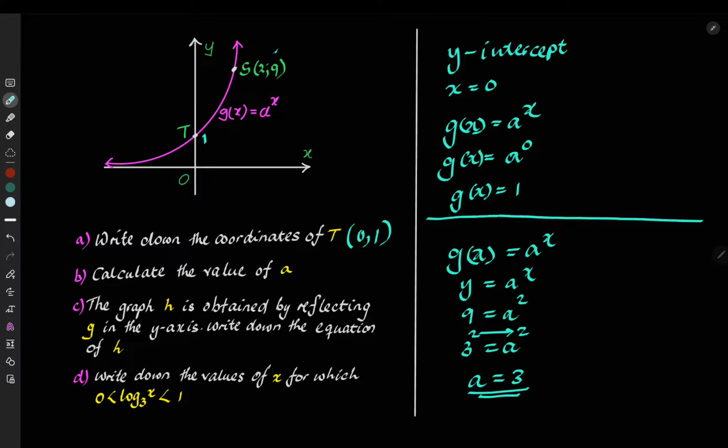Now, moving on to part C. The graph of h, it's not there, is obtained by reflecting g in the y-axis.